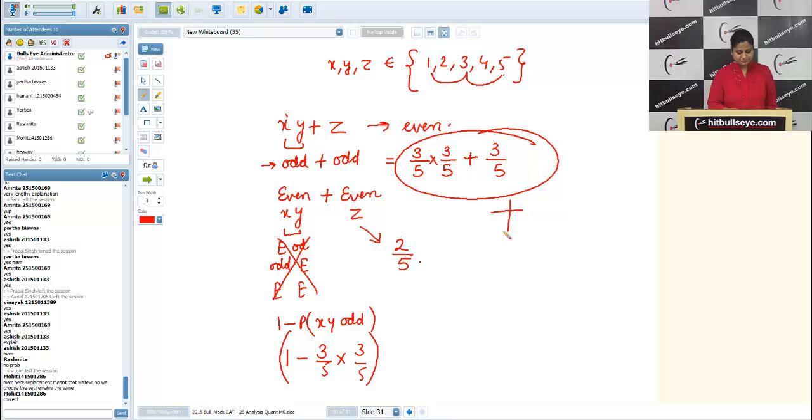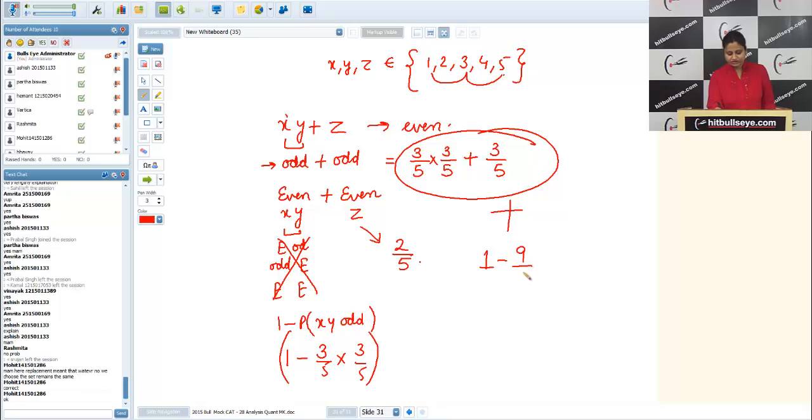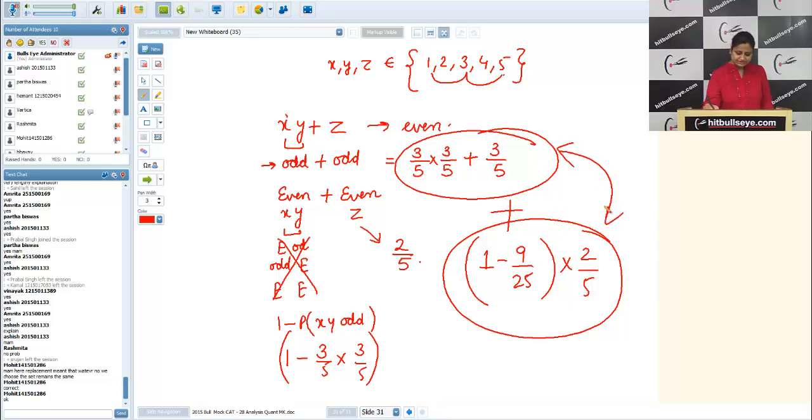Yes, Mohit, that is the meaning. Replacement means x and y and z can be the same as well. So it will be 1 minus 9 by 25, into 2 by 5. You will add up these two quantities, you will get the answer. Is it okay, guys? Clear?